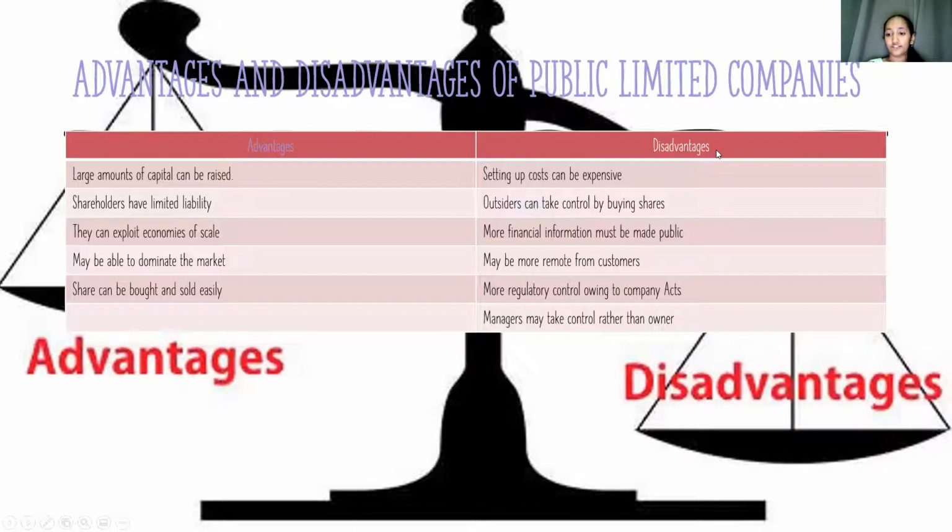Now, disadvantages. Disadvantages say that setting up costs can be expensive, outsiders can take control by buying shares, more financial information must be made public, maybe more remote from customers, more regulatory control owing to the Companies Act, managers may take control rather than owners.